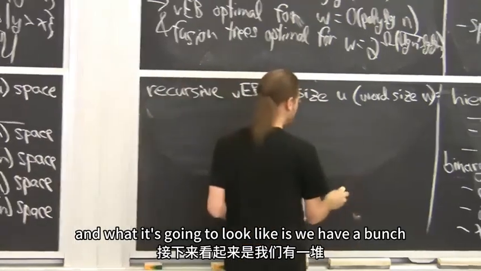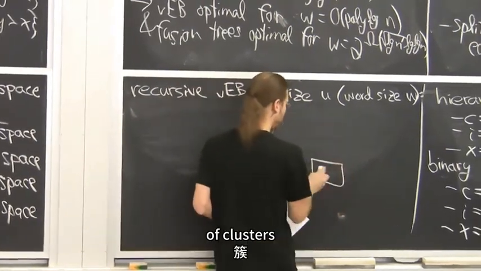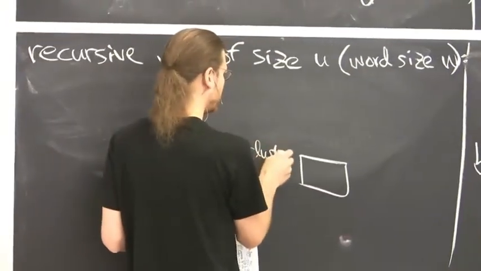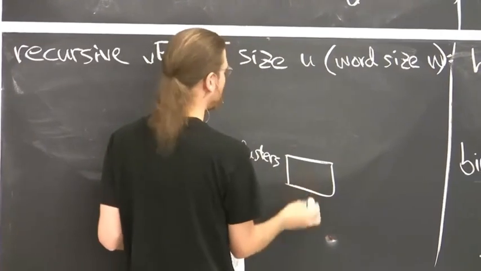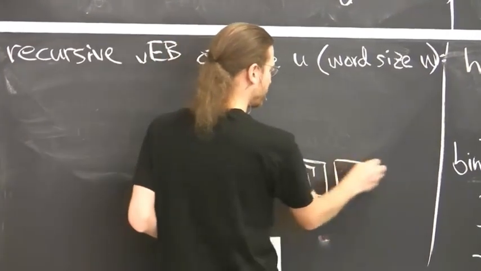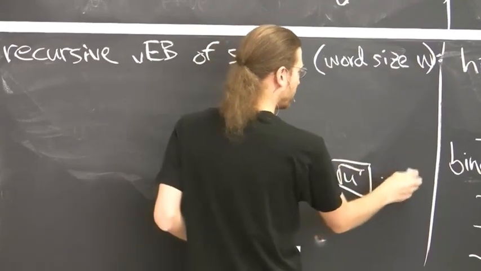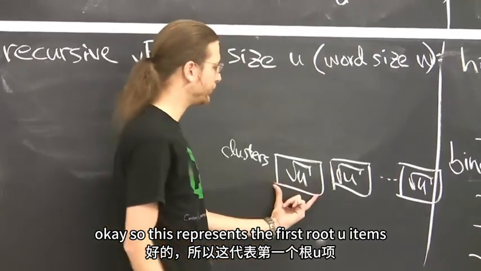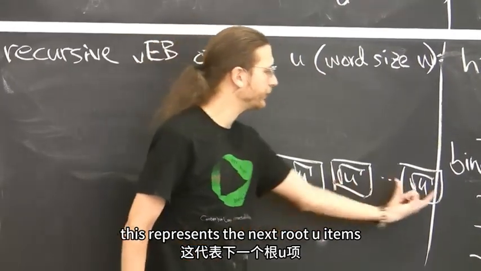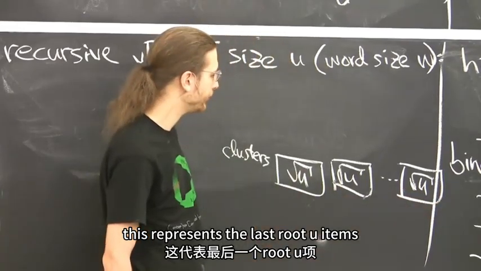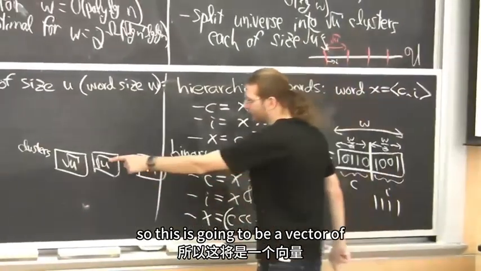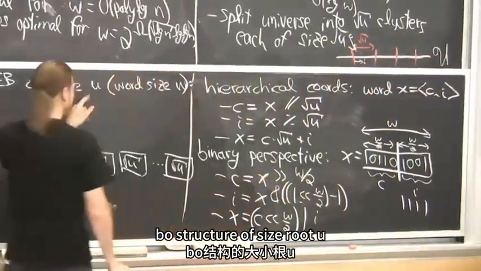And what it's going to look like is we have a bunch of clusters, each of size square root of U. This represents the first root U items, this represents the next root U items, this represents the last root U items, and so on. So that's the obvious recursion from this. This is going to be a Van Emde Boas structure of size root U.